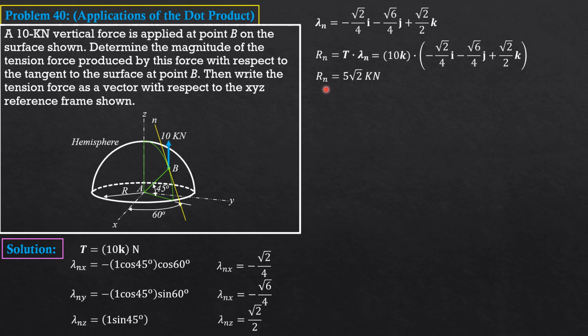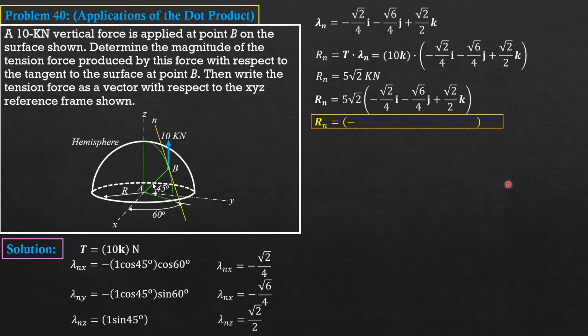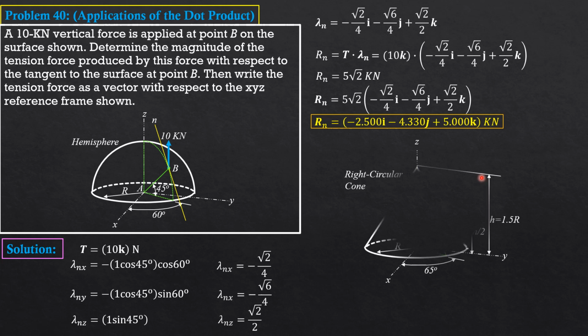Then to change this to vector form, we multiply this magnitude with this unit vector also. So R sub n in vector form is 5 square root of 2 times negative square root of 2 over 4 i, negative square root of 6 over 4 j, positive square root of 2 over 2 k. Expanding, so R sub n in vector form is negative 2.500i minus 4.33j plus 5.00k kilonewtons. So that's it.